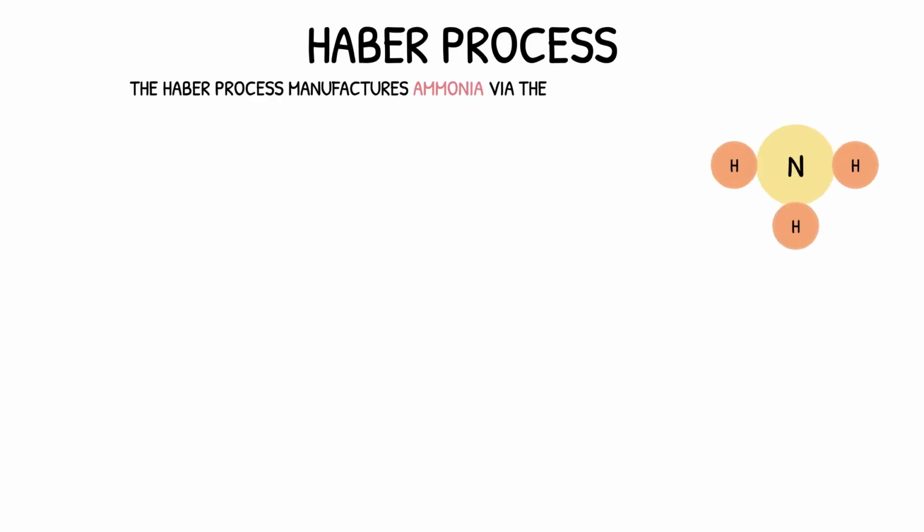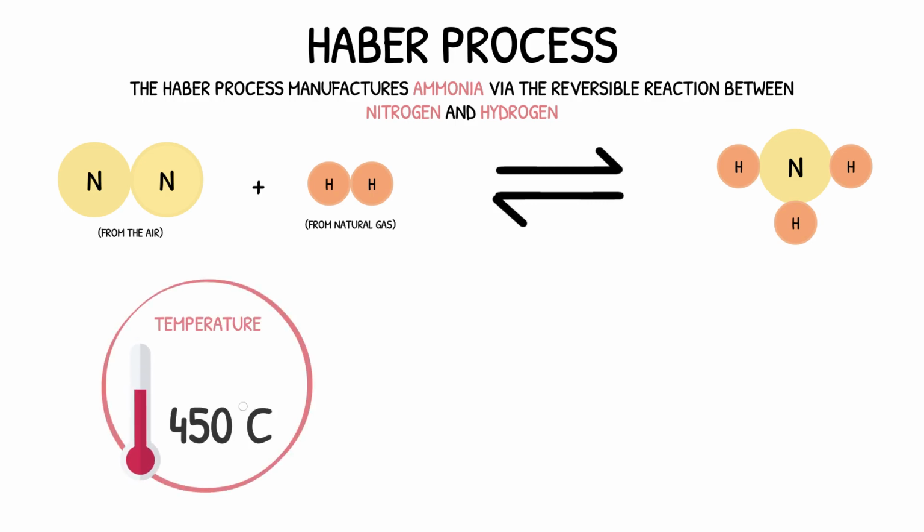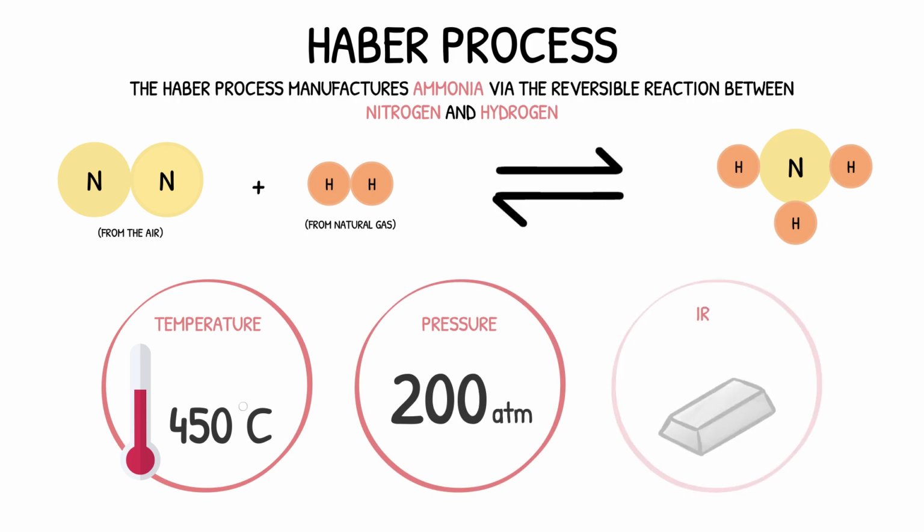The manufacture of ammonia involves a reversible reaction between nitrogen, which is obtained from the air, and hydrogen, which is obtained from natural gas. Ammonia is an important industrial product used to make the fertilizers needed for healthy growth in plants. There are a number of specific conditions that must be met in order to favor the forwards reaction and yield the maximum amount of ammonia from the process. Firstly, the reaction must take place at a temperature of 450 degrees Celsius, at a pressure of 200 atmospheres, and with the use of an iron catalyst to speed up the entire process.